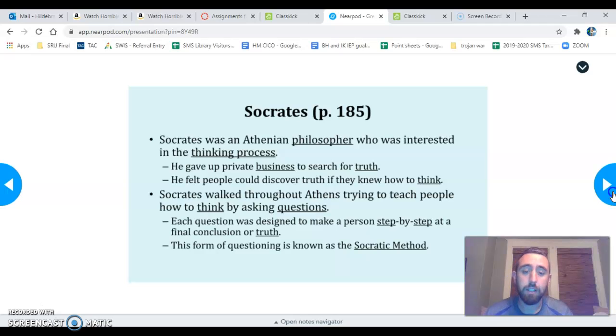And Socrates tried to teach people by asking them questions. So you might have sat through a Socratic seminar or heard a teacher say Socratic method before. That's when they ask you a ton of questions to get you to think about maybe the most basic but most important ideas. Each question is step-by-step, designed to make a person think and eventually lead them to something that's true. That's the Socratic method.